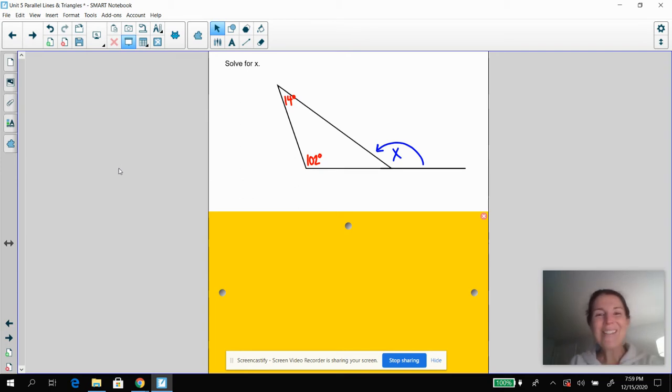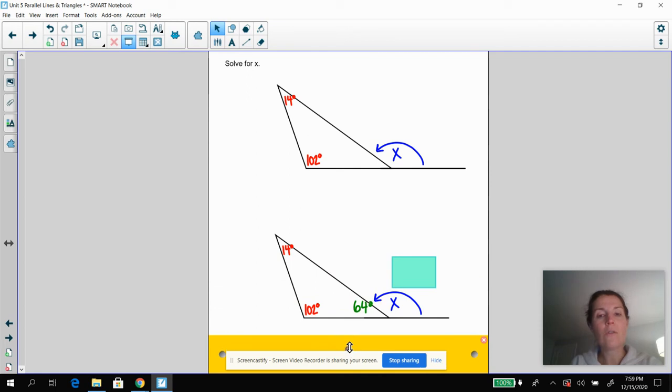All right, we're back. So hopefully you figured out what X was and you looked at it like this. You said, oh, I know that this bottom right-hand angle is going to be 64 degrees because I know the sum of the interior angles of a triangle is 180. And then I know that 64 and X are supplementary to each other because of the Supplement Postulate, right? They're a linear pair. So, hopefully you got that X is 116 degrees. Great job.